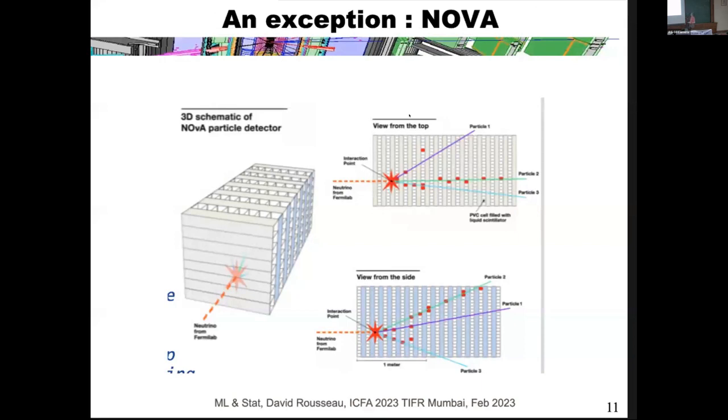There is one exception, which is NOvA, a neutrino detector in a mine in the US. It receives neutrinos coming from the Fermilab accelerators, going through the Earth some 800 kilometers, and then the detector is about 3 meters by 3 meters and 20 meters long, and the particles are detected in these cells.